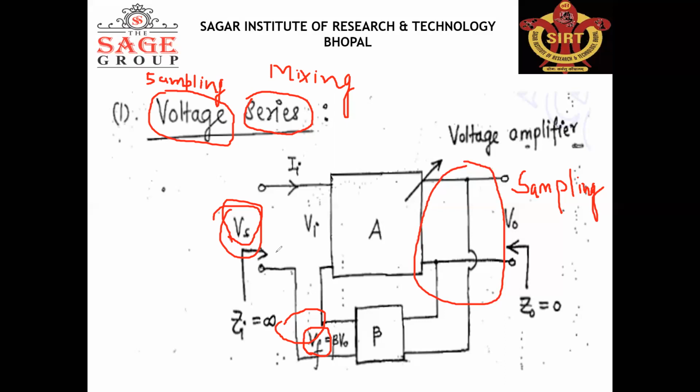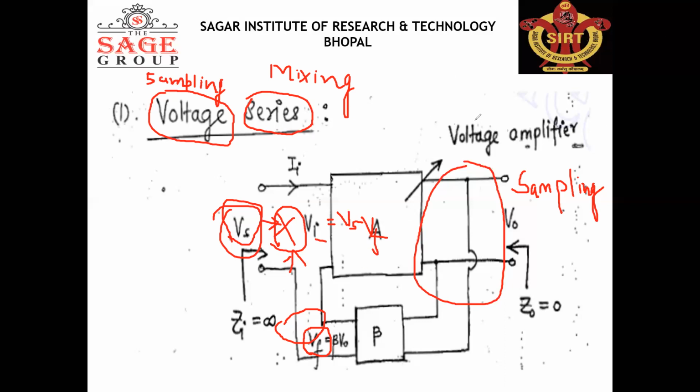So here this is Vf, this is Vs, and this is Vi. Vi is equal to Vs minus Vf when the mixing is done. So here the mixing is done. This is the mixer which contains two signals, the input signal and the feedback signal. When the mixing is done, the output of the mixer is in voltage form, which is Vs minus Vf, which we have already studied.